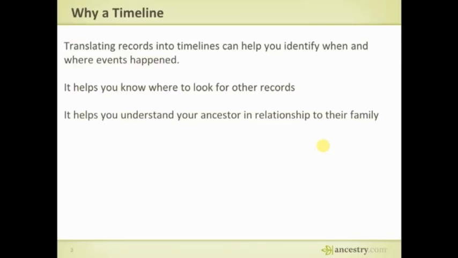Translating records into timelines can help you identify when and where events happen. It's really hard when you're looking at individual records or a person page to really see all that in context, especially when you're trying to bring the whole family together. It helps you know where to look for other records. As you look at how the timeline is laid out, it helps you understand better where you should be looking. It helps you understand your ancestor in relationship to their family. People lived in families. They lived in neighborhoods. If you know what's happening to the people around them, it helps you better understand what was going on in their life.